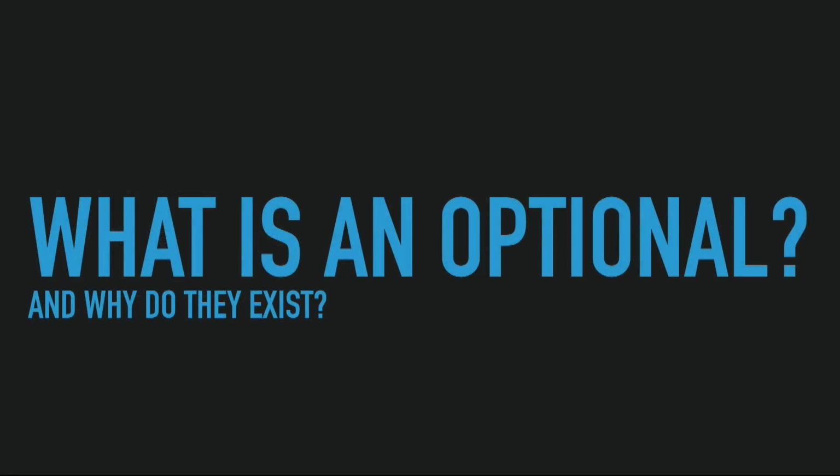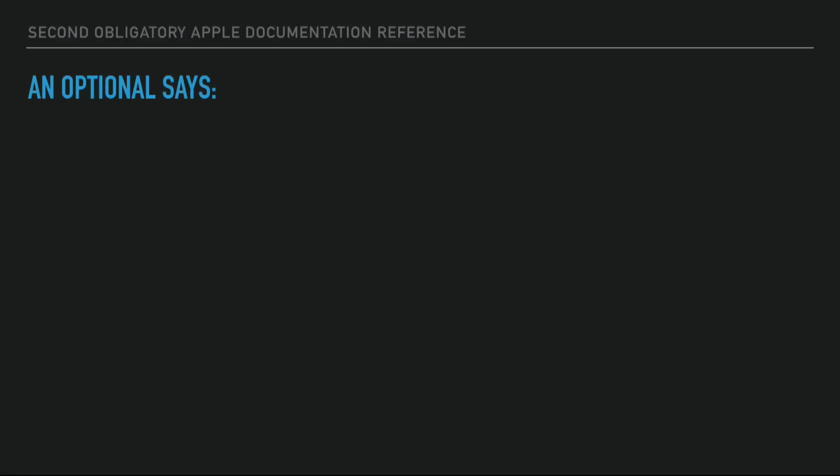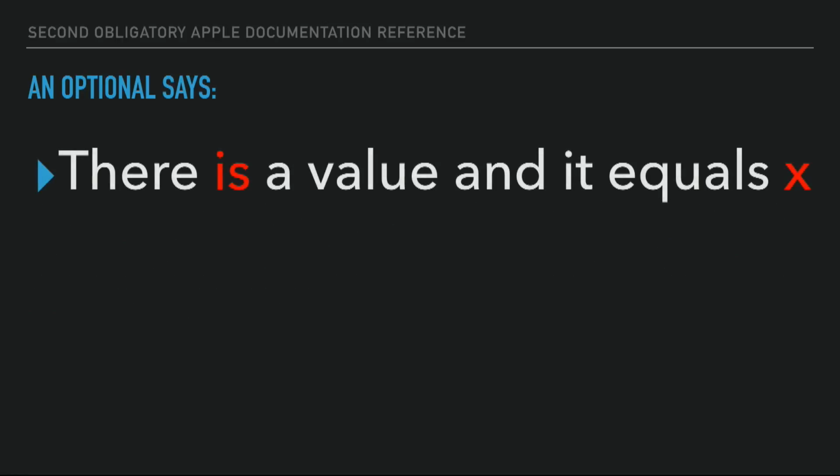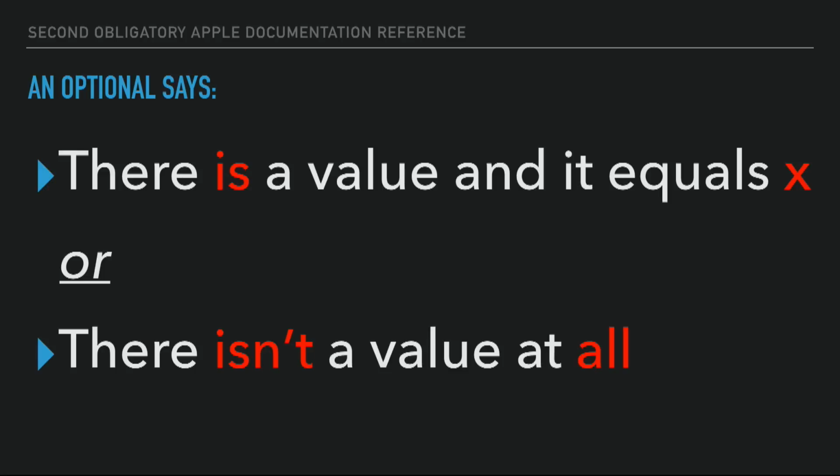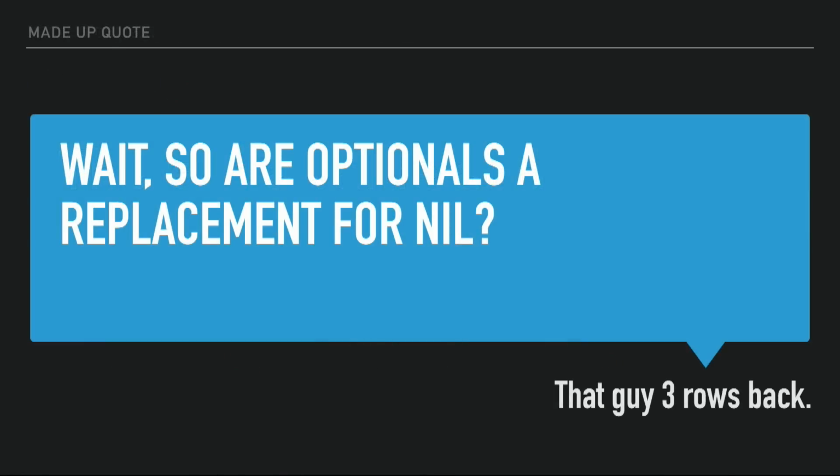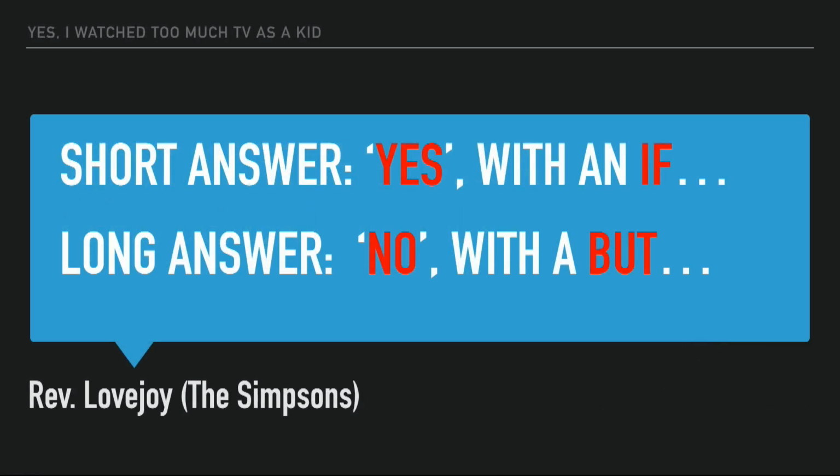So, what is an optional? According to our friends at Apple, it's a way of saying there is a value and it's equal to this, or there isn't a value at all. So I have something or I have nothing. Not in I have something or I have zero or an empty string. I have something or I don't have anything. So you may be asking, are these a replacement for nil? And according to the brilliant mind of Reverend Lovejoy, yes with an if, no with a but.